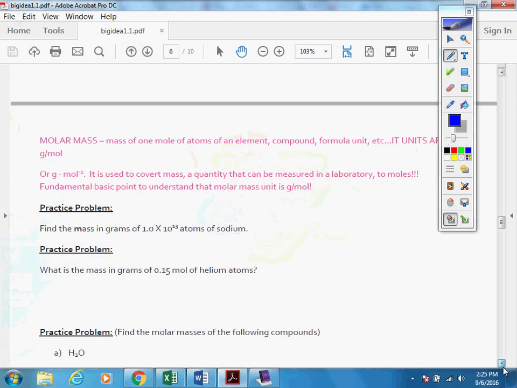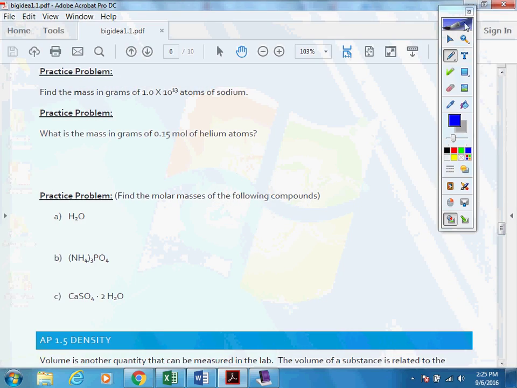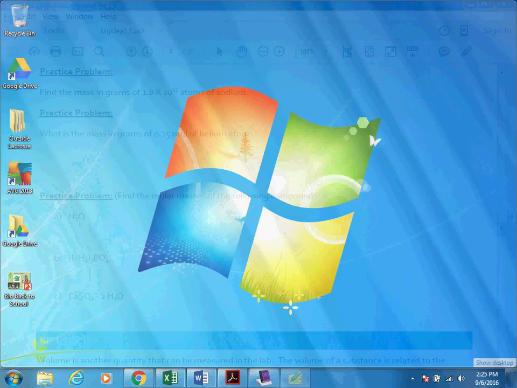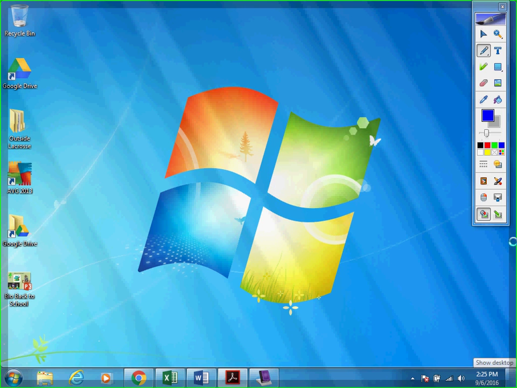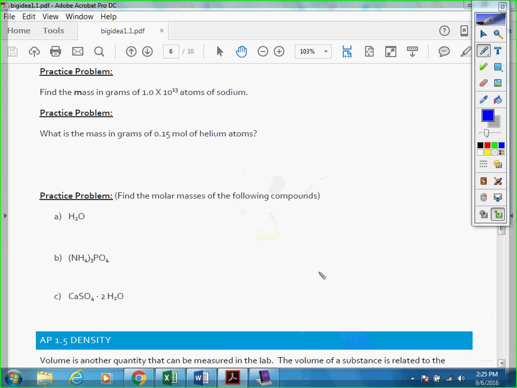AP asks for molar mass on so many things that if you don't do it, it makes the class kind of challenging. All right, so if we have this one, find the mass in grams of 1.0 times 10 to the 13th sodium atoms. All right, here we go. Start with what I'm given. And now I have to look on my periodic table. I'm going to have 1 mole Na. I have to get rid of it.